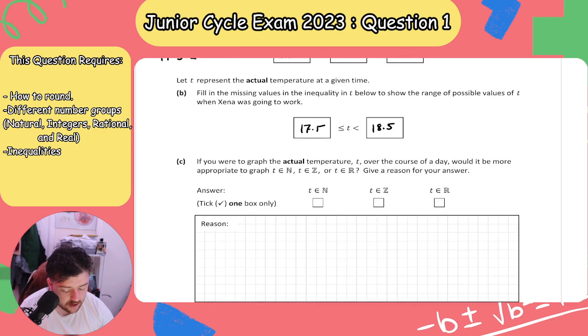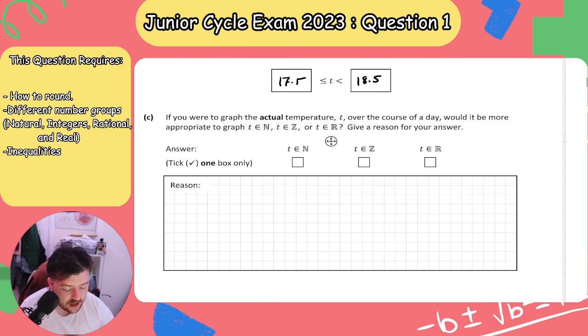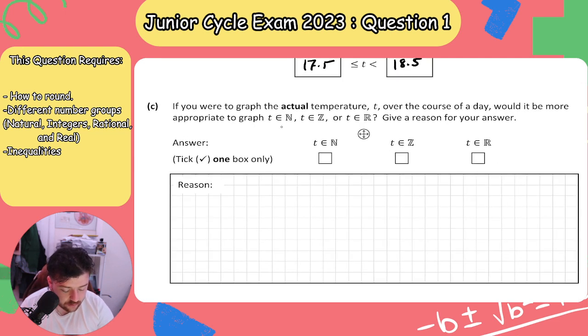Then finally, part C. If you were asked to graph the actual temperature T over the course of the day, would it be more appropriate to graph T as an element of natural numbers, T as an element of integers, or T as an element of real numbers? So remember, the N means natural numbers. That's just whole positive numbers. Integers is whole positive or negative, including 0. And then real numbers is everything.